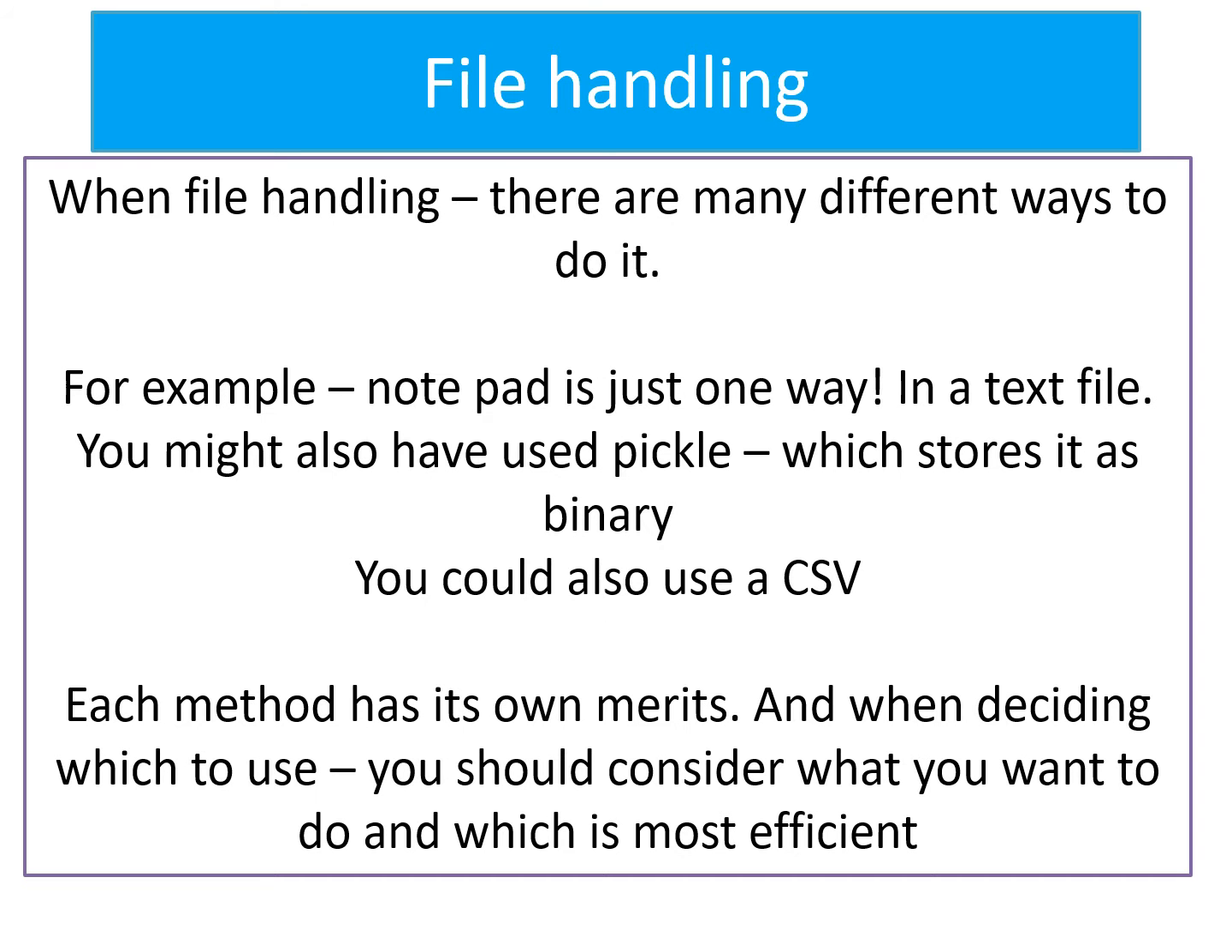There are many ways that we can do file handling. So using Notepad and using text files is just one way. You can also use a tool called Pickle, which stores data as binary, and it's quite a nice way of using data. You can also use a CSV file, and this is what we're going to be looking at this lesson. And each way has its own methods. When deciding, you need to think about which is going to be the most efficient for you.